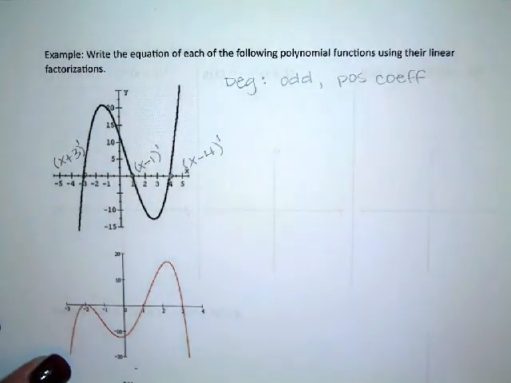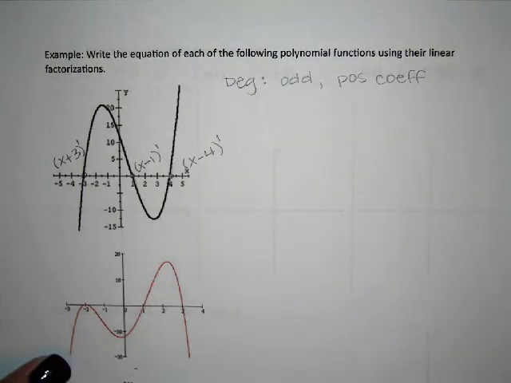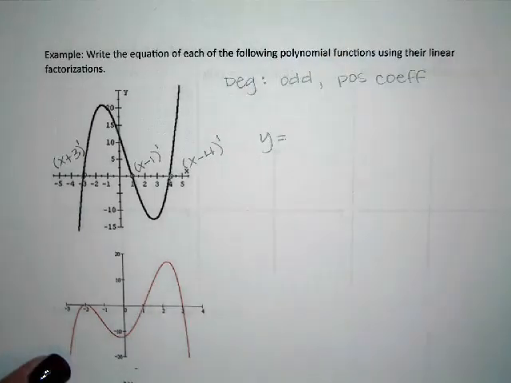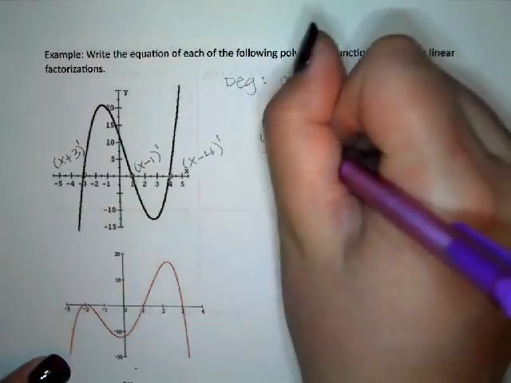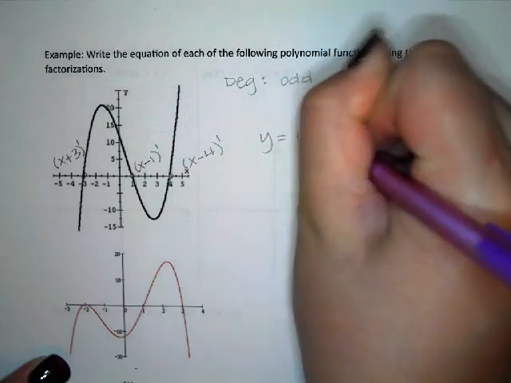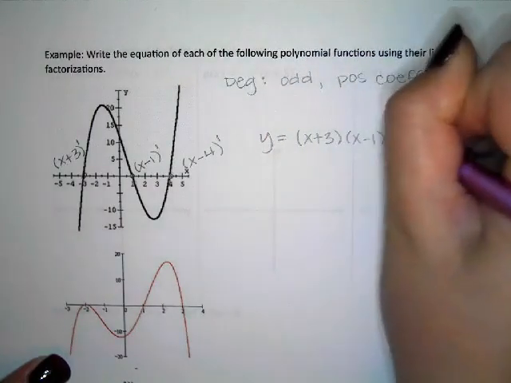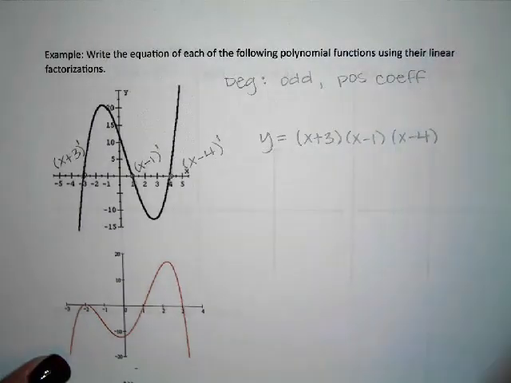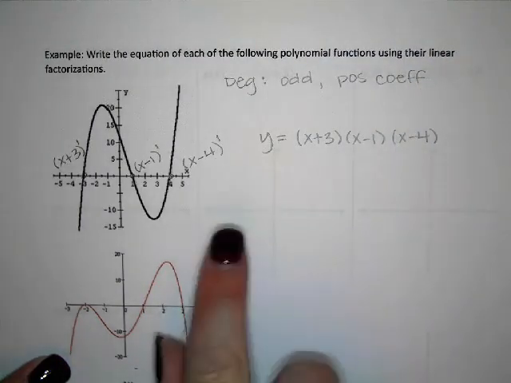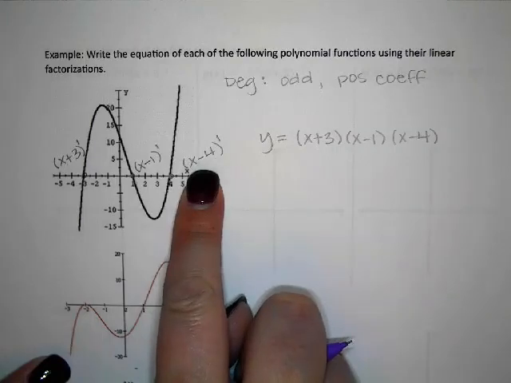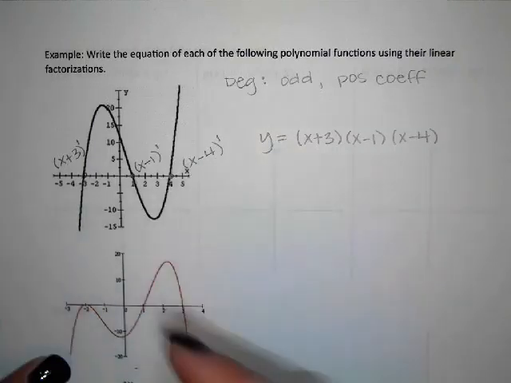Now, if it's a multiplicity of 1, you can write the 1, but most people do not write an exponent of 1. They just leave it out. So I would write that this equation is y equals (x plus 3)(x minus 1)(x minus 4). And here, it doesn't matter what order you put these parentheses in, they're being multiplied. I typically do left to right, but it truly doesn't matter.